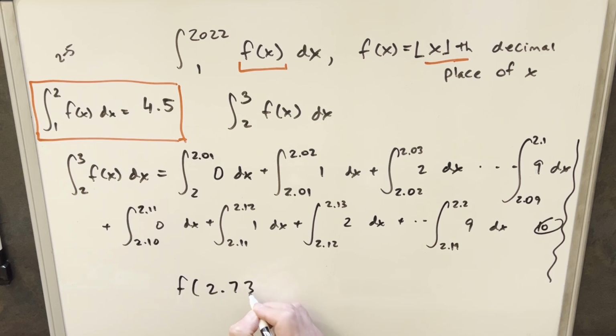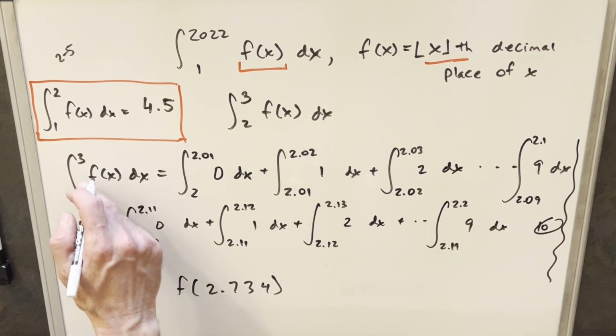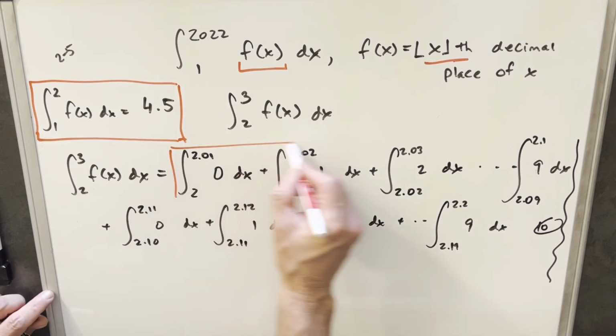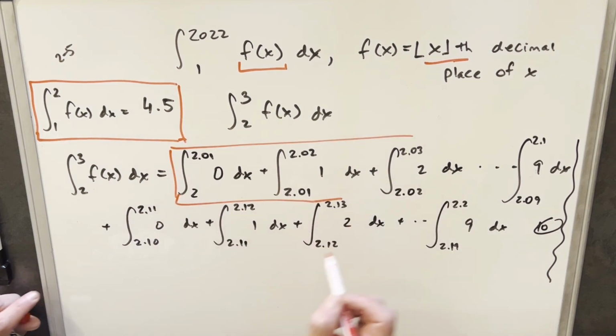So if I have f of 2.734, let's say, and 2.734 is within our bounds of 2 to 3. Well, this now is saying take the floor of this, which is 2, and then take the second decimal place, which is just going to be 3. So that's why I need to break it up on the second decimal place, and that's how we get 100 integrals instead of 10. But now the interesting thing is when we evaluate this, it's going to work out very, very similar to what we just saw in the last example.